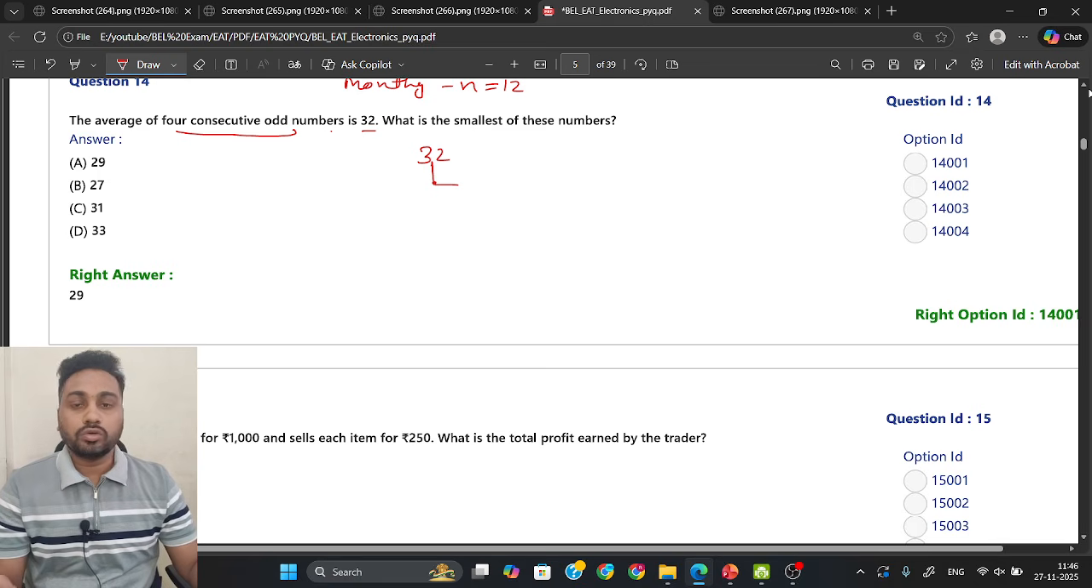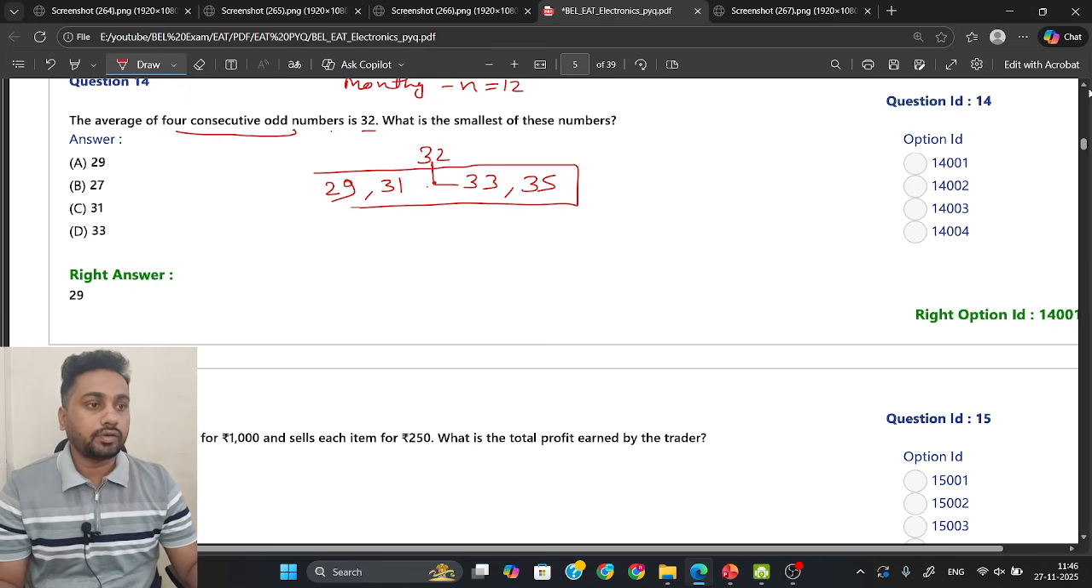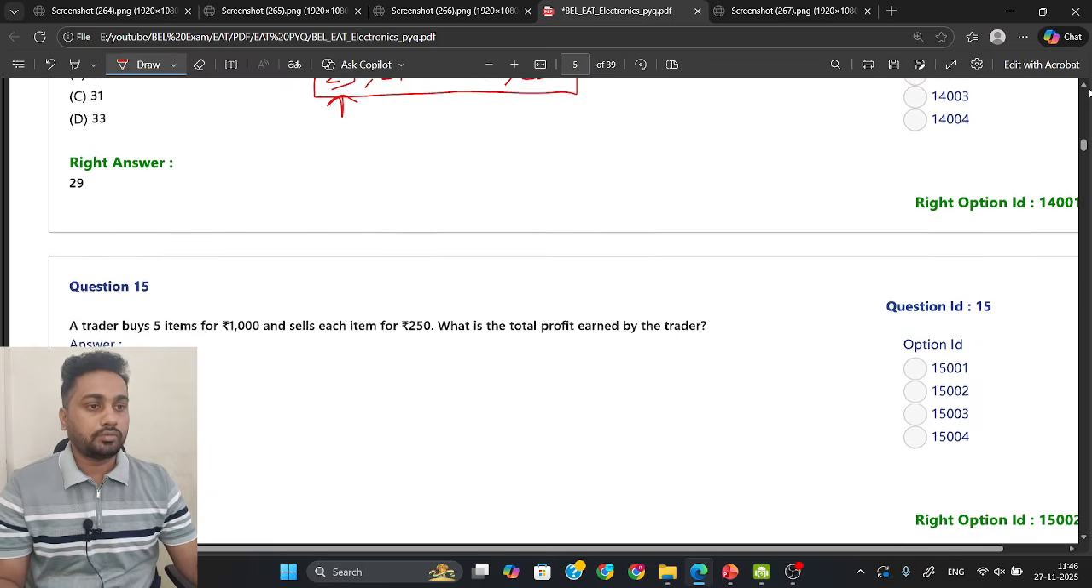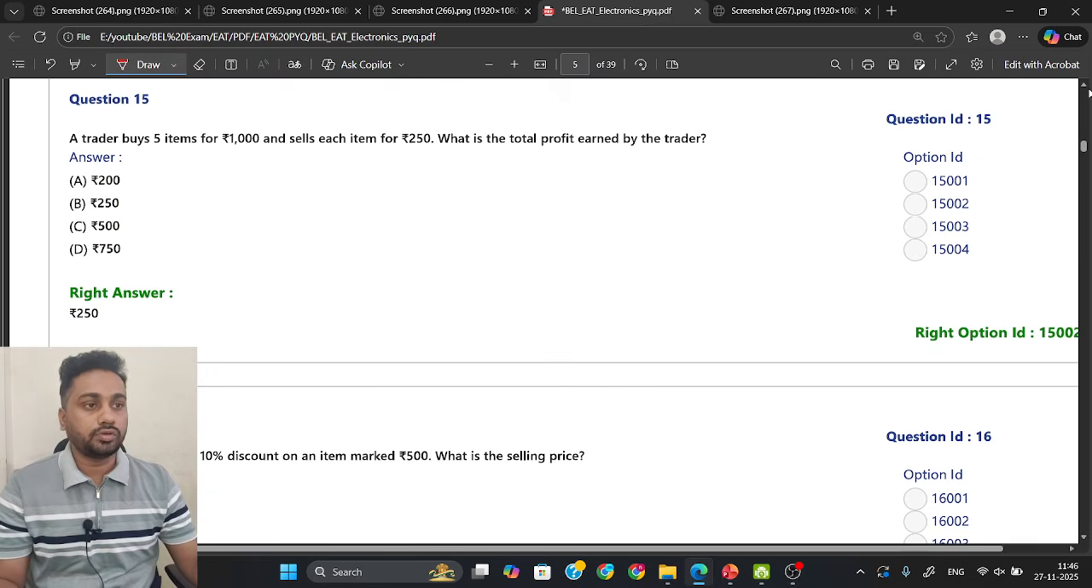After 32, the odd number will be 33, and after that the odd number will be 35. Before 32, the odd number is 31, and here it is 29. So this is the sequence of 4 consecutive numbers. Now it is asking what is the smallest of these numbers. So the smallest one is 29, so 29 is the answer. Okay, you can check this trick and all these things in my class already available on YouTube.